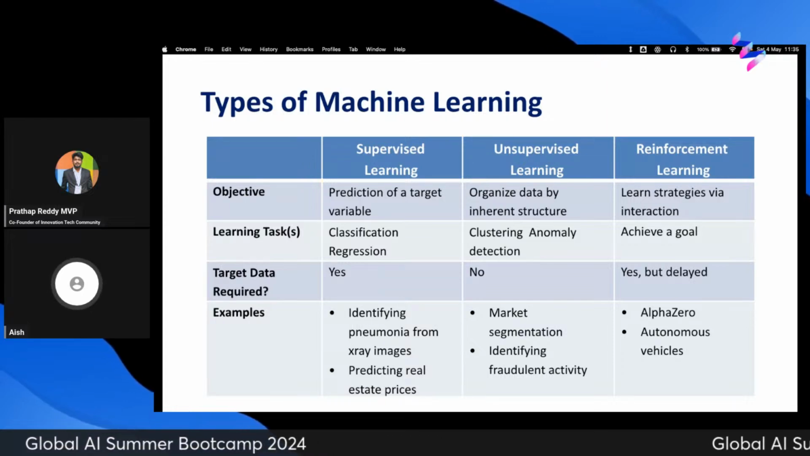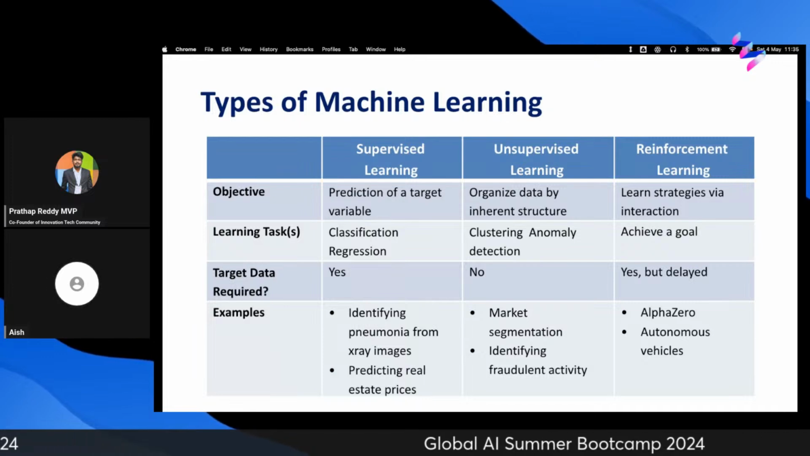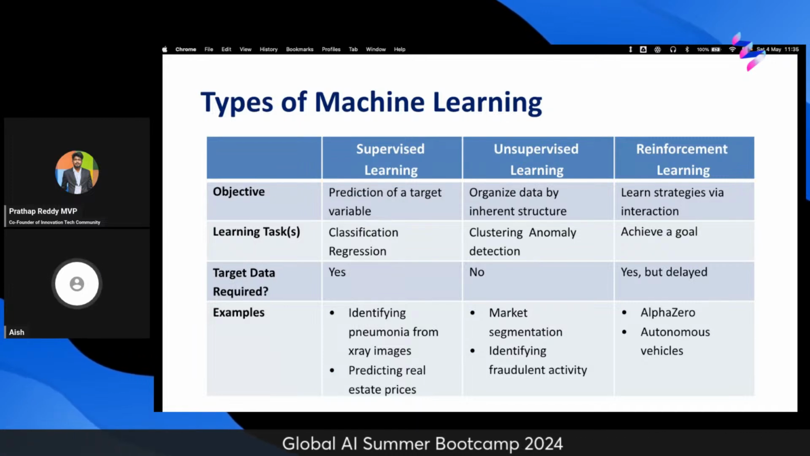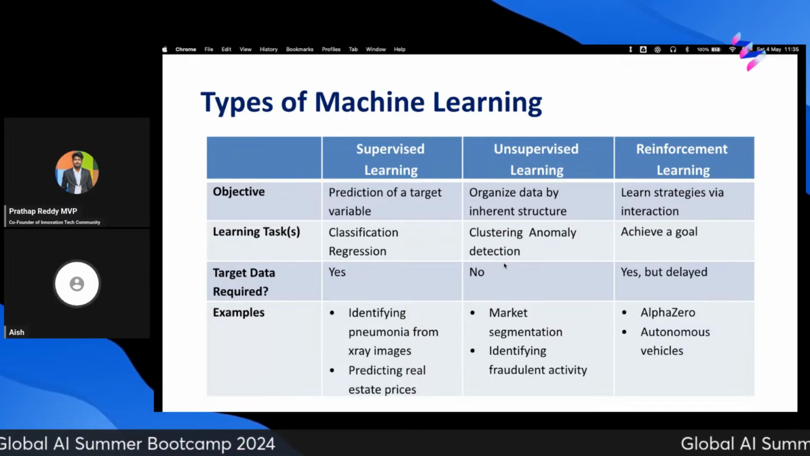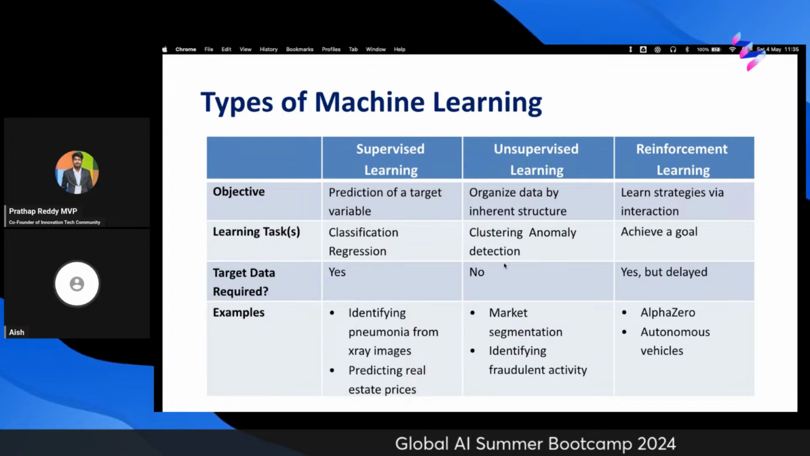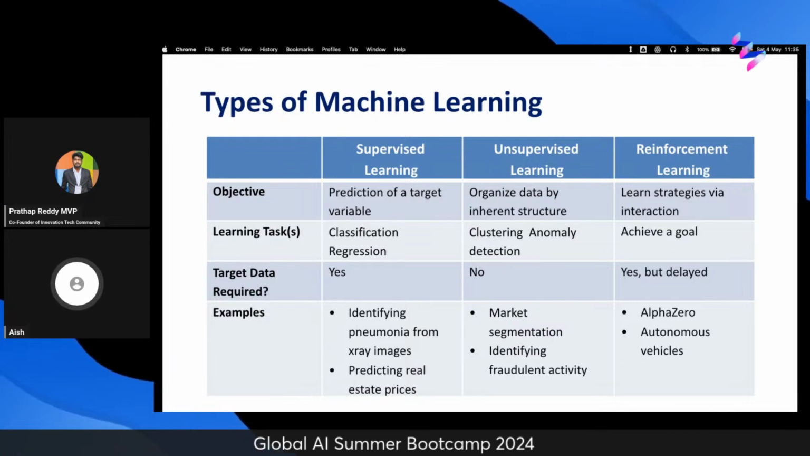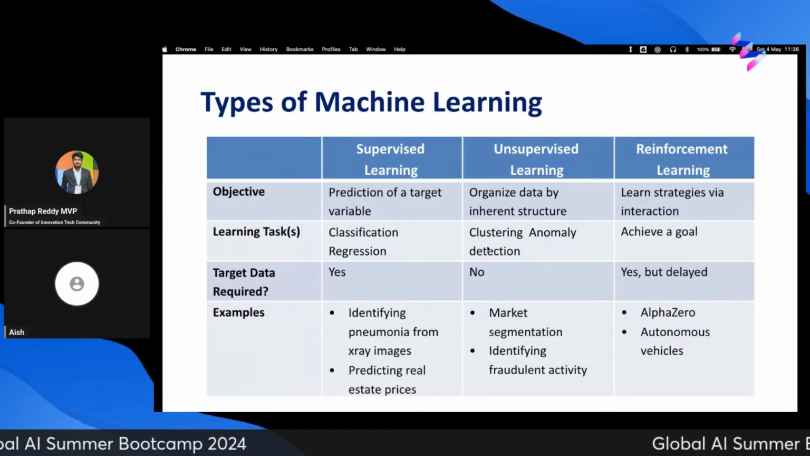Maybe middle-aged people are using it. Maybe females are using it less than the males. It can be anything. I don't even know what it's going to be. So that is an example of unsupervised learning, where you don't even have the labels in the data, but still you need to find some patterns in it. So, clustering and anomaly detection are examples of this.